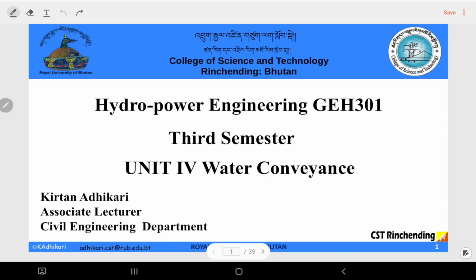Today we will start with the new unit, that is water conveyance. Now, water conveyance here refers to all the facilities or structures constructed in hydropower to transmit or transfer water from the reservoir to the powerhouse and finally back to the natural river course. Okay, so we will be studying all the facilities in the hydropower projects.